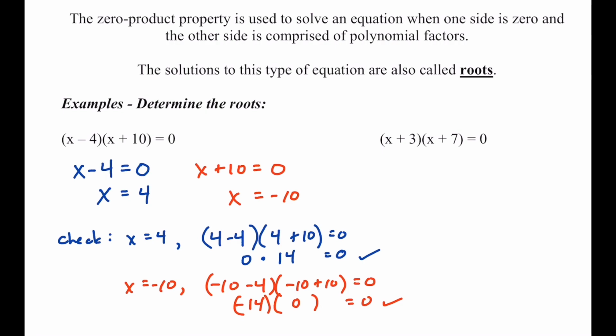Second example, x plus 3 times x plus 7 is 0. The zero product property states that either the first factor was 0 or the second factor was 0. x is either going to equal negative 3 or x is going to equal negative 7. I won't check my work here, but if you wanted to, all you would have to do is substitute these values in for x and see that it made both sides equal to 0.